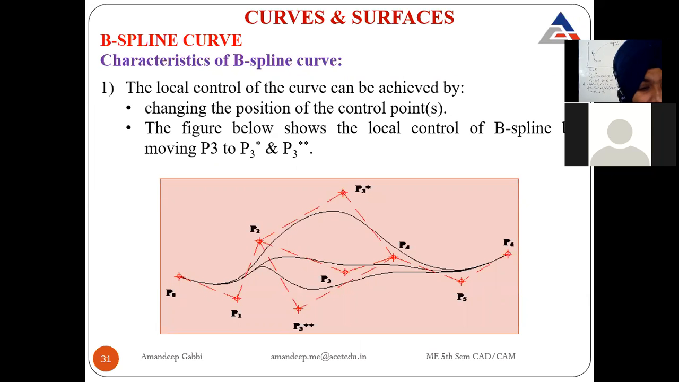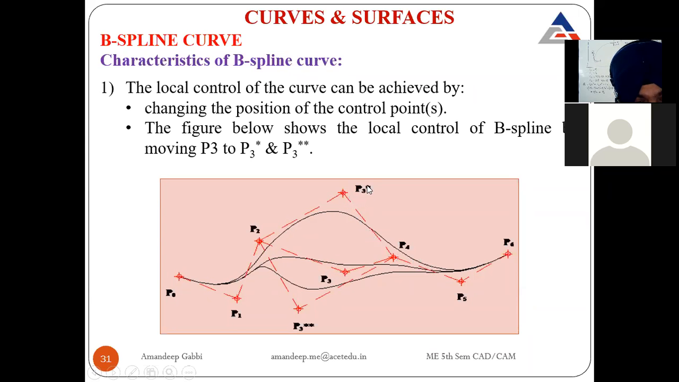Some of the characteristics of the B-spline curve. It is a very flexible curve, as is clearly visible on your screen. Let us see this. This is the initial curve, the center one. If you take this P3 to P dash, this is P star. The curve, instead of moving this point, will move like this.